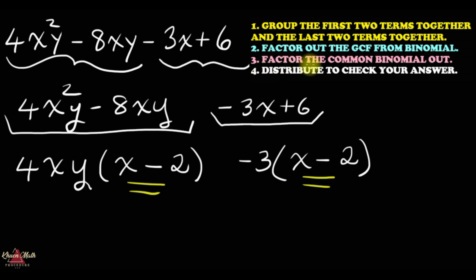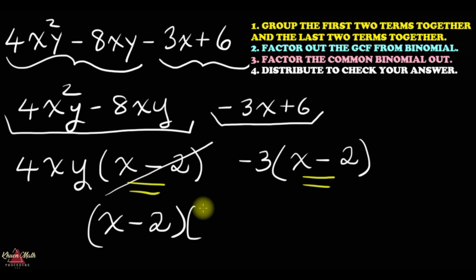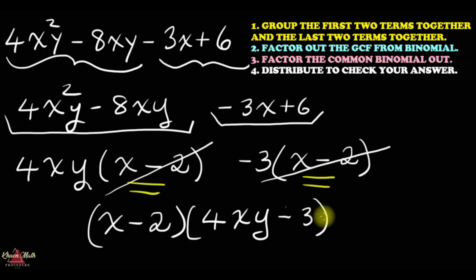Step 3 is to factor the common binomial out. So we're going to pull out the common binomial. What is your common binomial? Well, that's x minus 2. So we're going to pull that out. And then when you pull this out here, you're left with 4xy. And then when you pull out x minus 2 here, you're left with negative 3. Okay, this is your answer.